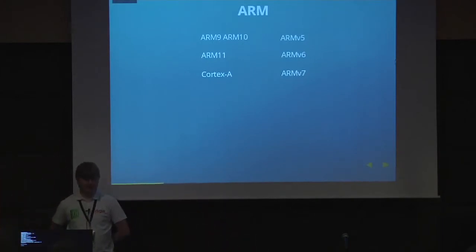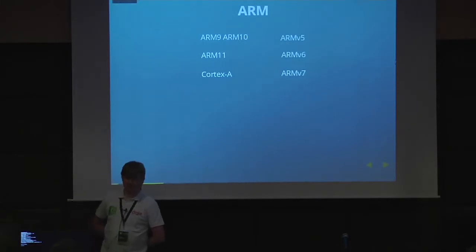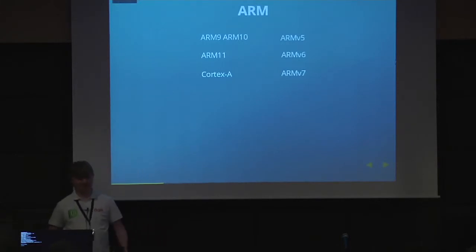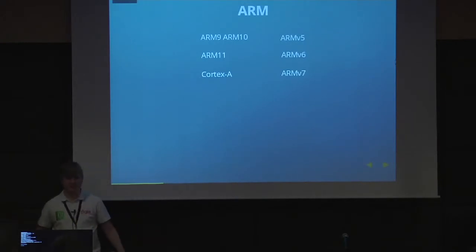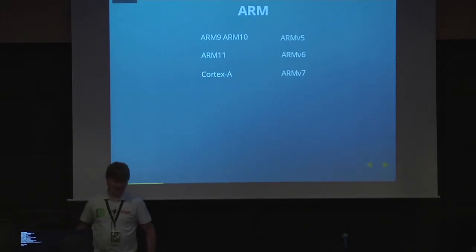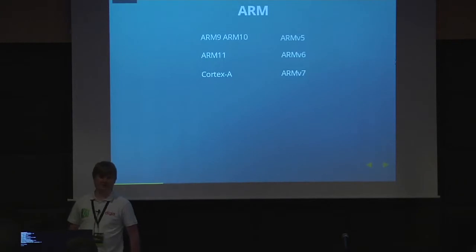And then the almost ubiquitous Cortex-A family. This is the A8, the A9s. This is the quad cores in your phone. And this is ARMv7 and higher, with maybe the exception of the new Apple devices, which are ARMv8.